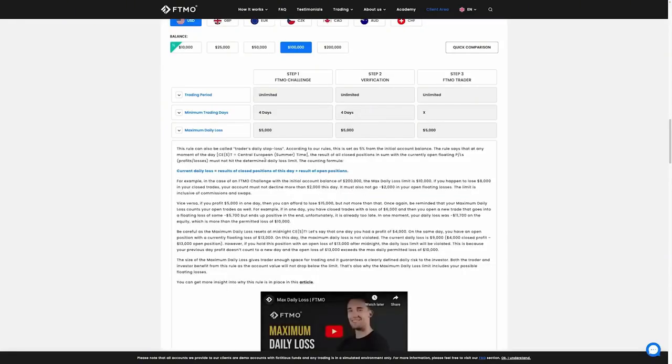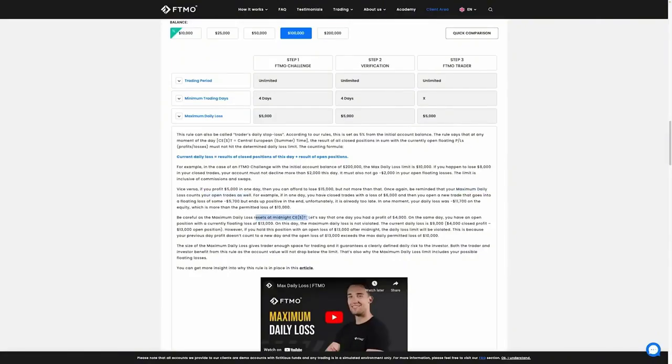So that is a rule, and they also mention that if you profit $5,000 in 1 day, then you can afford to lose 15k. So you can see the profit, whatever you have earned, gives you the extra buffer to play with. But once again, just to remind you, max daily loss counts your open trades as well. By the way, this one resets at midnight, Central European Time. So take note of this.